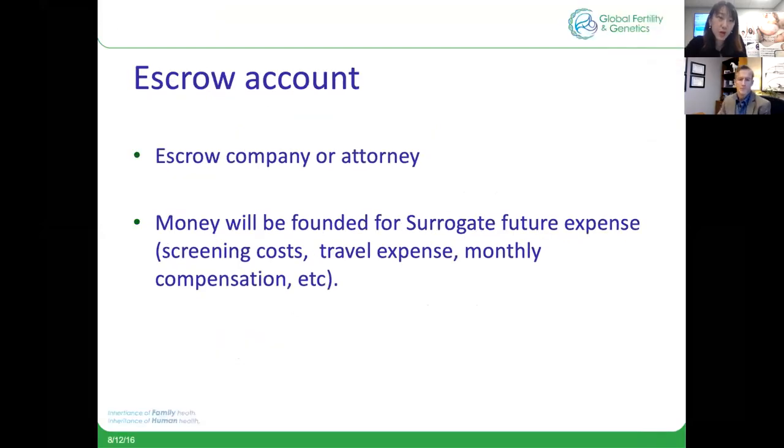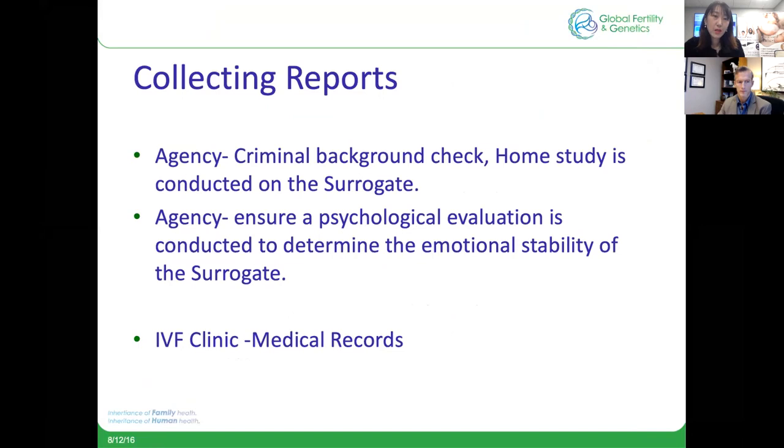Next step is escrow account setup. The escrow company and the attorney can set up your escrow account. This money will be used for the surrogate's future expenses, for example, the screening cost, the travel expense, the monthly compensation, and so on. The next step is collecting the reports. The agency usually arranges the criminal background check, home study, and the psychological evaluation report, which is conducted to determine the emotional stability of the surrogate. The IVF clinic will collect all the medical records.